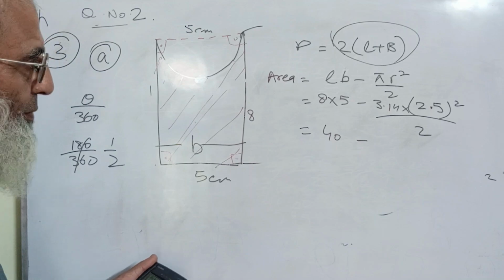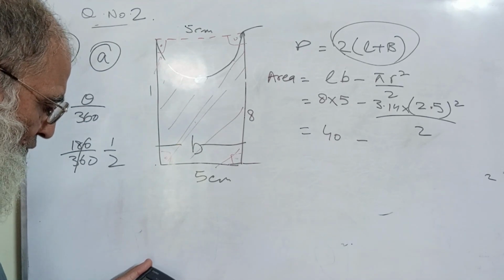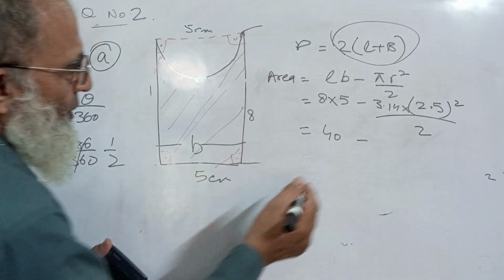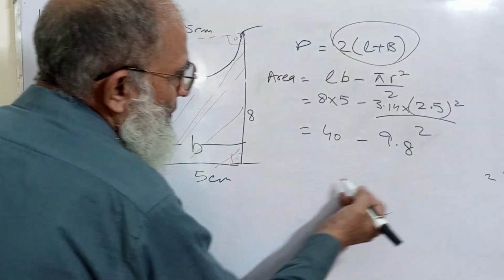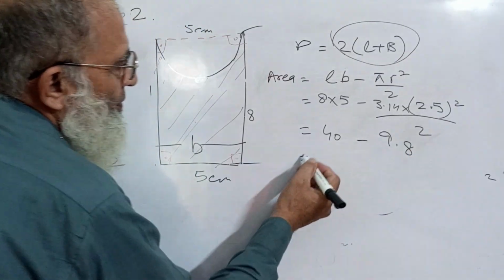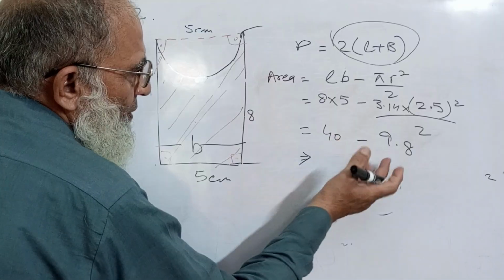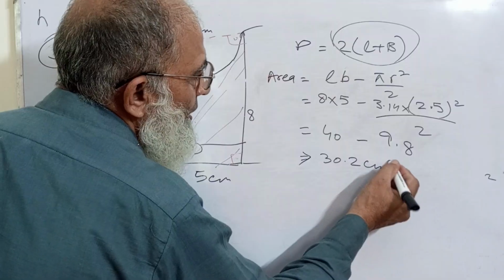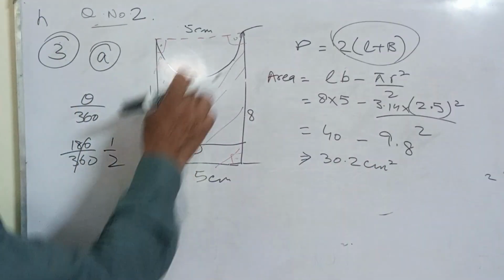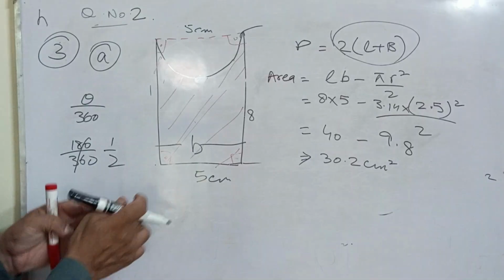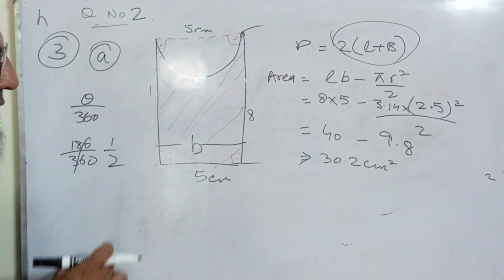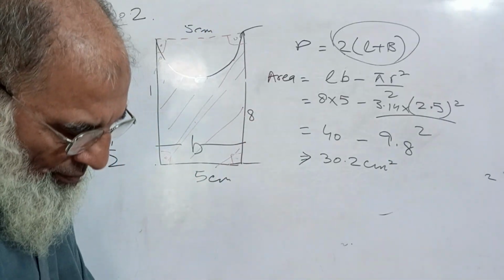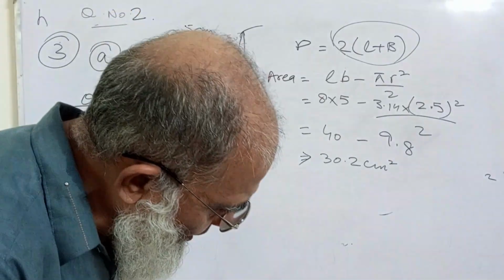3.14 multiplied by 6.25 divided by 2. So it becomes 9.8. Okay, so 9.8, we just subtract 9.8, it is almost 10. So it will become 30.2 centimeters square, because this is cut out from the rectangle. This portion is cut out from the rectangle. So we have also cut out the area from the rectangular area. Answer. Yes, okay.